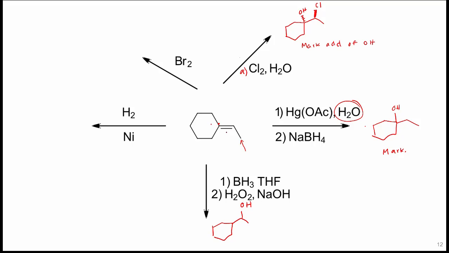All right, so H2 and nickel will reduce the alkene to the alkane. So we just have single bonds there. And then Br2 is going to add 2 bromines, and they're going to add anti to each other. So you can have the Br here and this Br here. We'd also get the enantiomer of that. All right, any questions here?